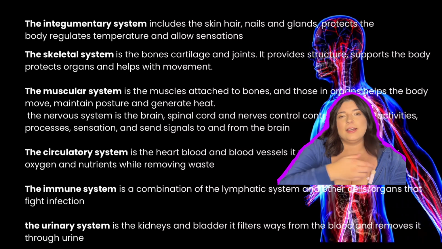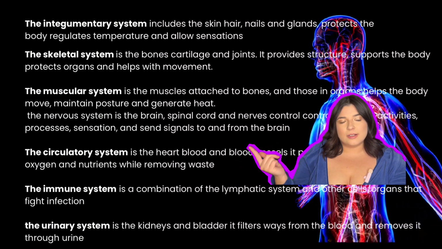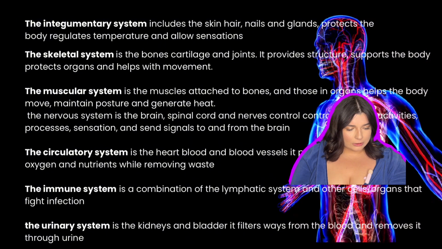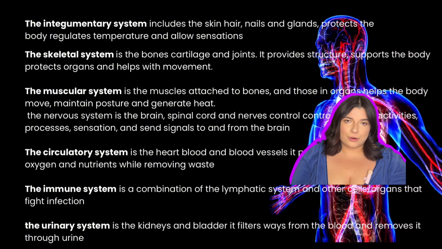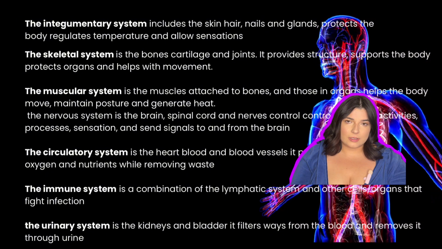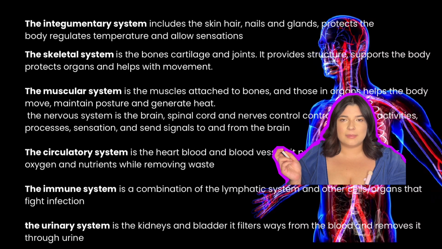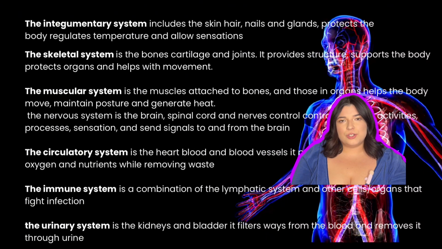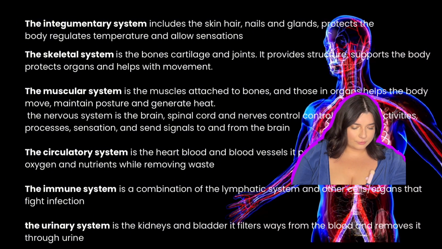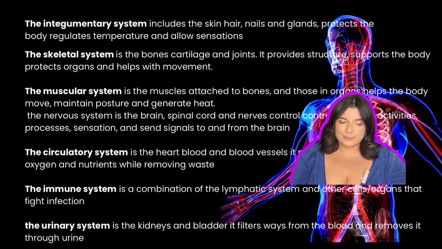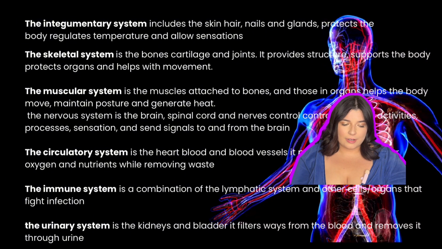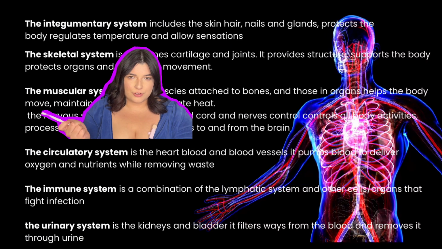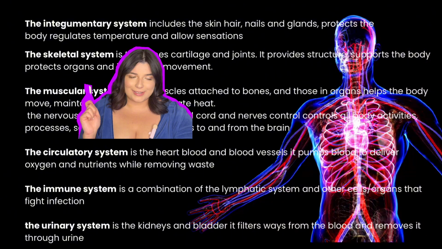We're almost there, guys. Next, we have the nervous system. Making me nervous. It's the brain, spinal cord, and nerves. It controls all of your body activities and processes sensation like pain and touch. And it sends signals to and from the brain. The circulatory system is the heart, blood, and blood vessels. Its job is to basically pump the blood and deliver nutrients while also removing the waste.